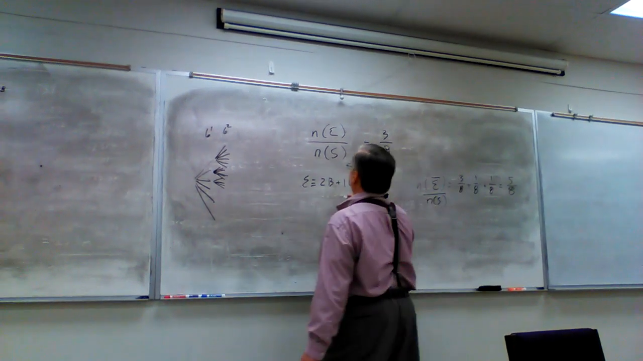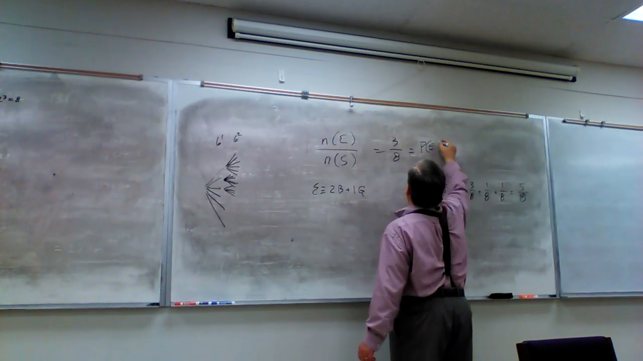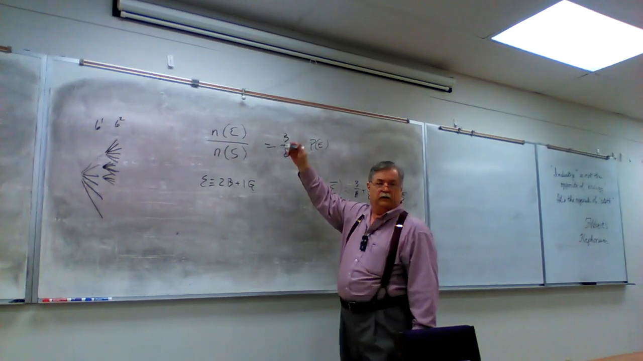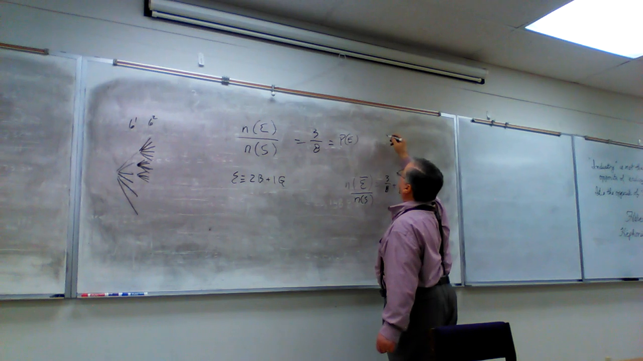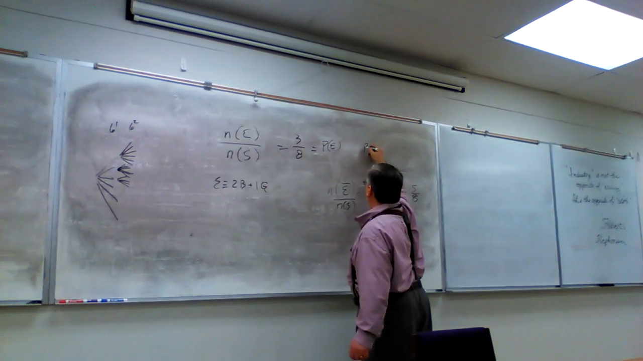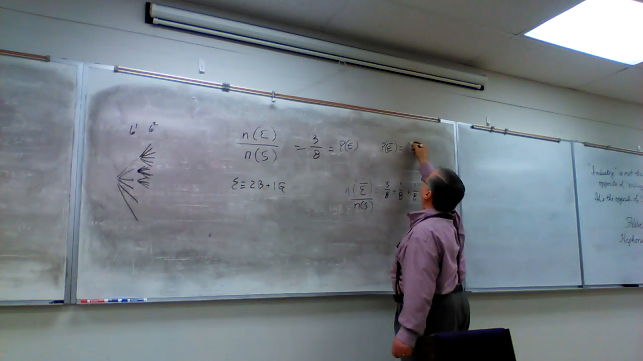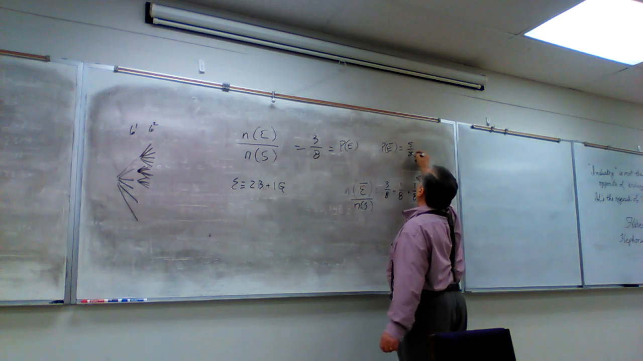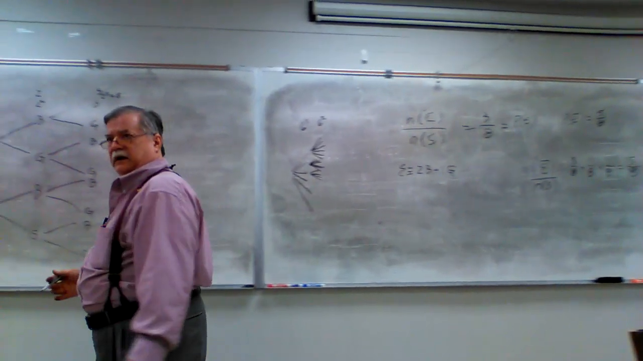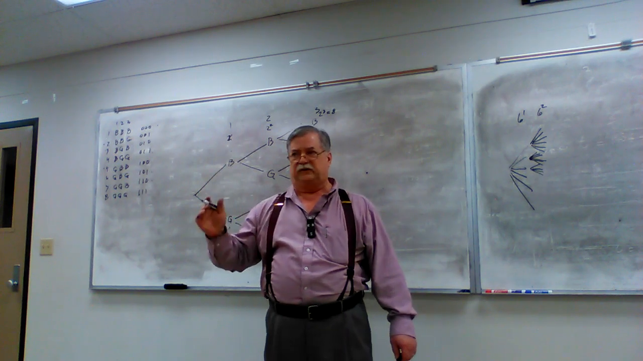Now, the probability of E is 3 out of 8 in this case. The complement of that, not E, has a probability of 5 out of 8. But notice that in every case, the sum of any probability and its complement must always equal 1.